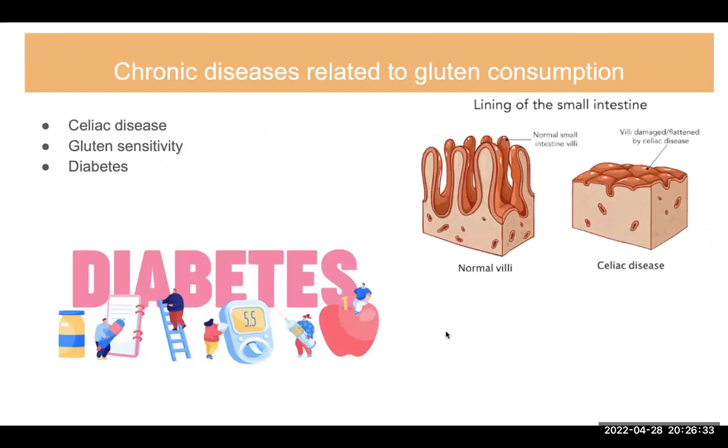So now I'm going to be talking about some chronic diseases related to gluten consumption. The two main chronic diseases that I'm going to talk about first are celiac disease and diabetes.